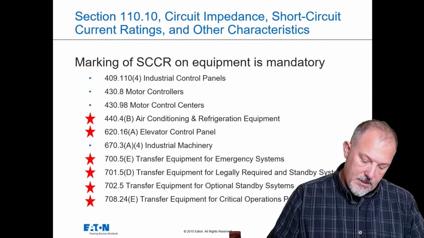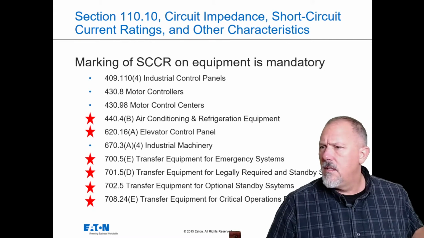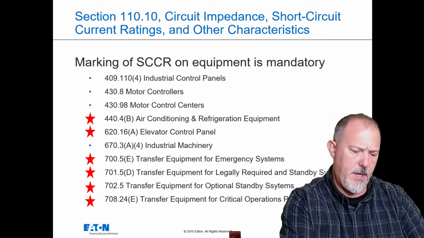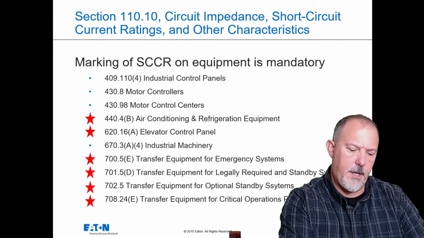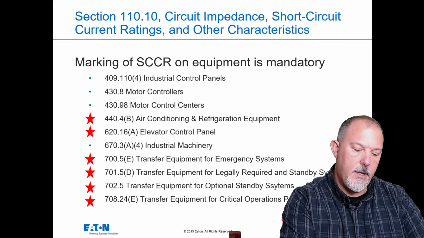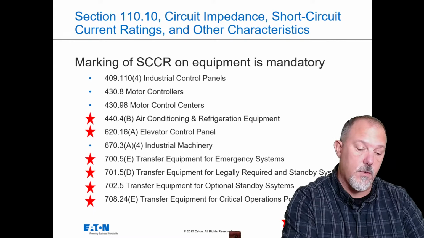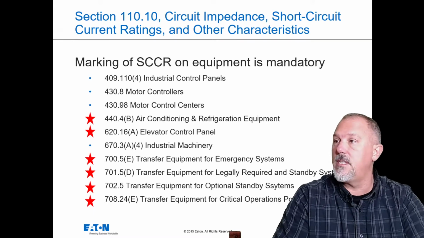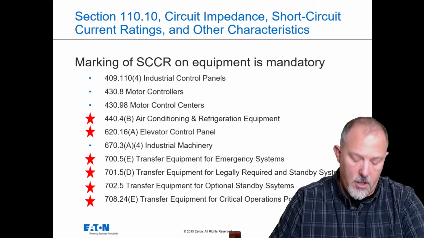440.4(B) says, multi-motor and combination load equipment shall be provided with a visible nameplate marked with the maker's name, the rating, the maximum rating for the branch circuit short circuit and ground fault protective device, and the short circuit current rating of the motor controller or industrial control panel. So this is the marking of SCCR.